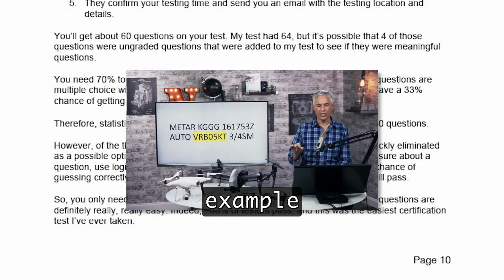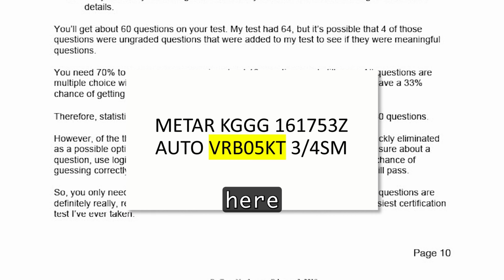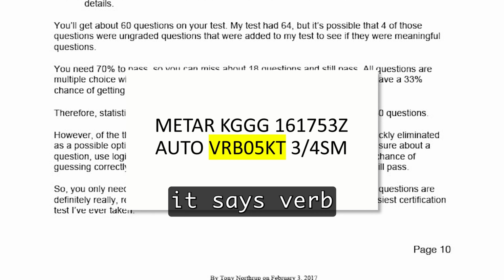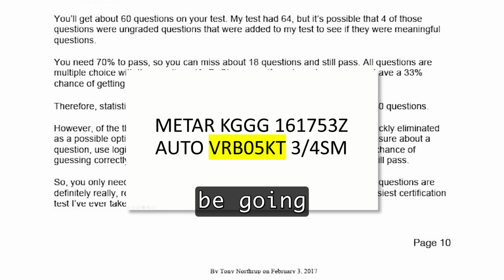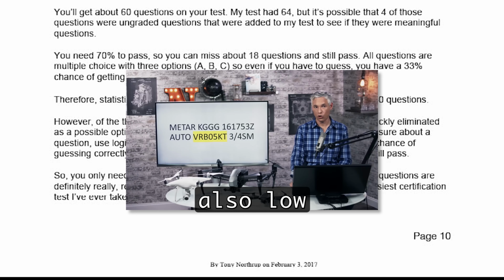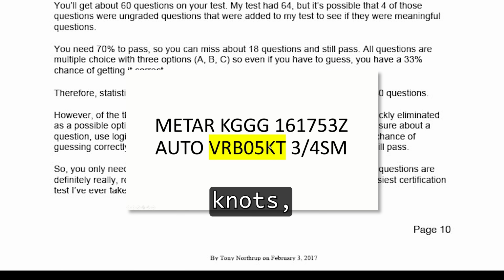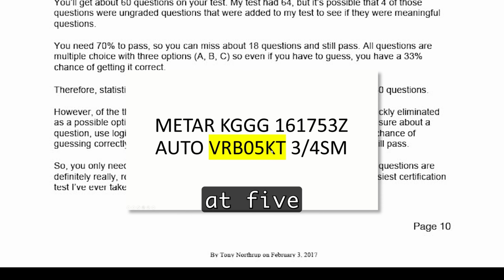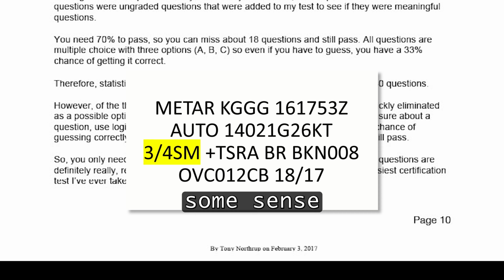Another example, this is from a different report, but you can see here it says VRB. That means variable winds, which means they might be going north, they might be going south. It's kind of changing around, and usually variable winds are also low wind speed winds. So it's saying variable at 5 knots. Just a completely different report, so you have some sense for how they vary.